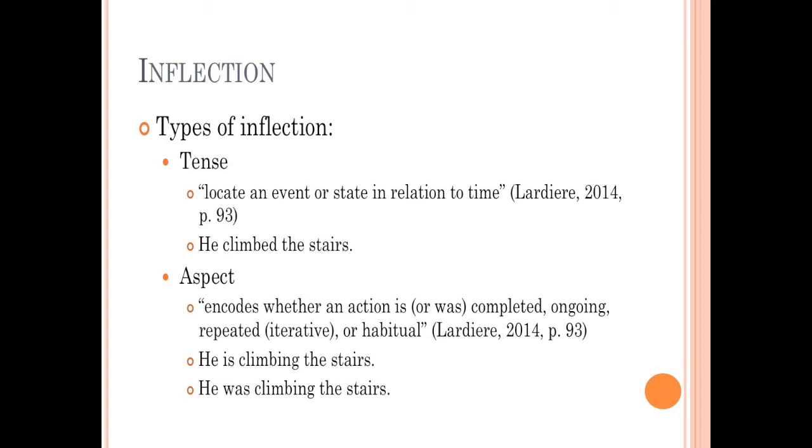An aspect is different than tense. An aspect encodes whether an action is or was completed, or whether it's ongoing, repeated, iterative, or habitual. For example, he is climbing the stairs tells you that the action is happening now. It's an ongoing action happening now. He was climbing the stairs. It's an ongoing action that happened in the past. It was ongoing at the time that it happened, at the time being referenced.